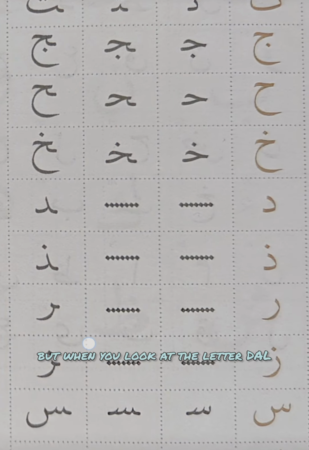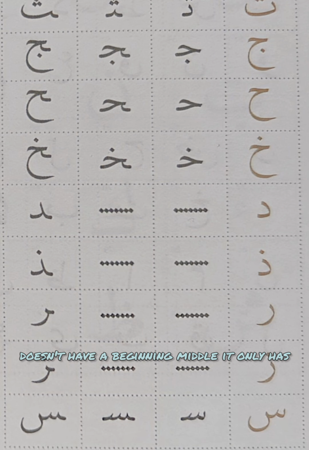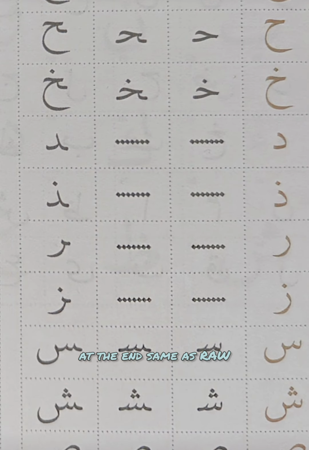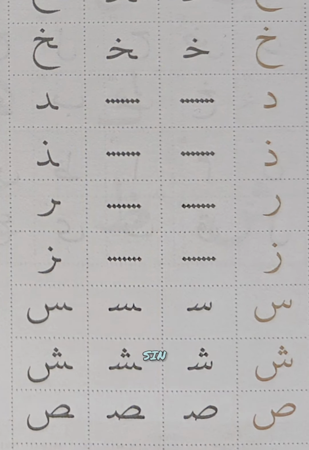But when you look at the letter dal, it doesn't have a form in the beginning, it doesn't have a form in the middle, there's only one at the end. Same for the letter dhal. Dal doesn't have a beginning or middle, it only has the end. Same as ra. Ra only has the end. Za is the same.